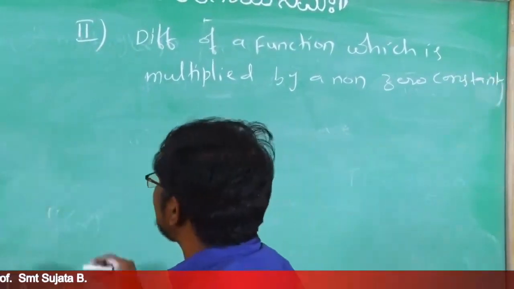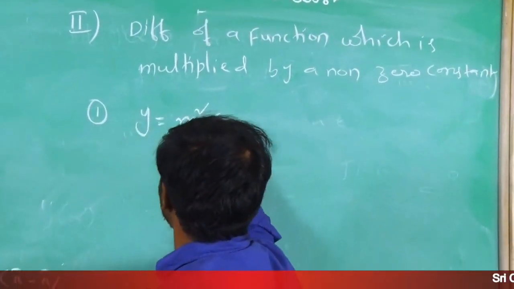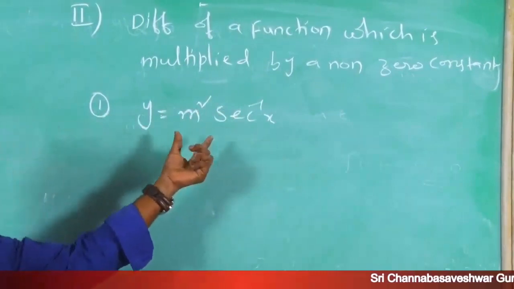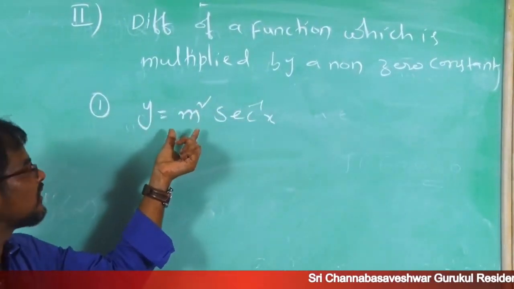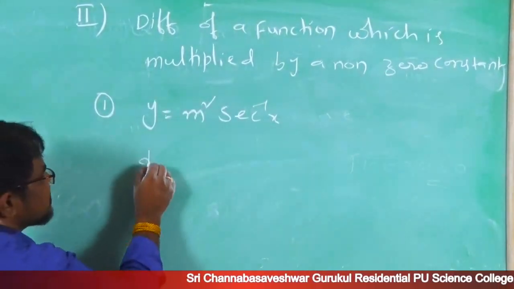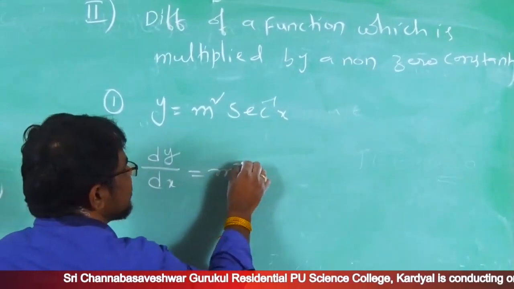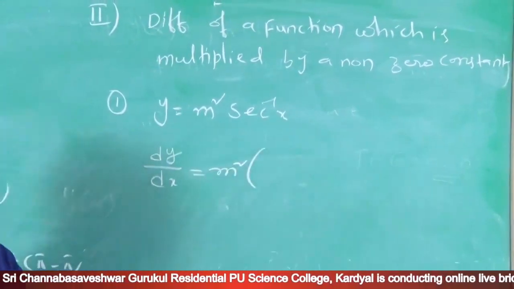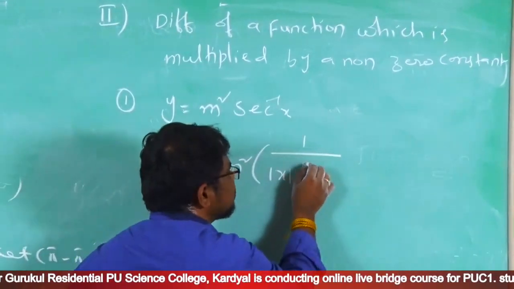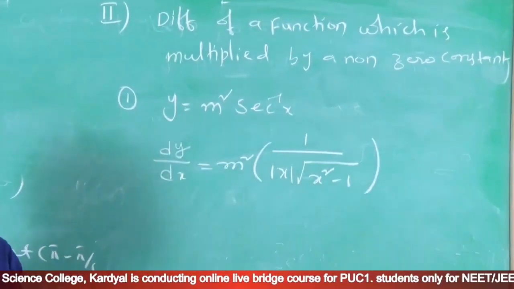For example, if you take one example, y equal to m square secant inverse x is given, means this is our function. This function is multiplied by a scalar, m square. How to do the differentiation? Differentiation with respect to x, dy by dx equals m square into differentiation of secant inverse x, which is 1 by modulus of x into root of x square minus 1. So this is our answer, that's it.